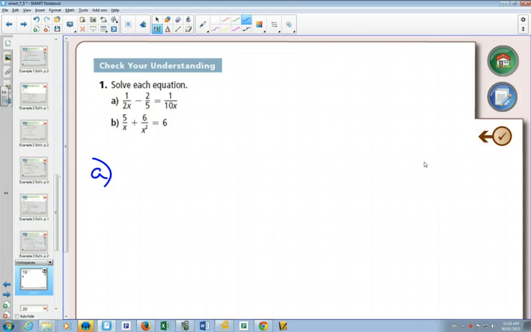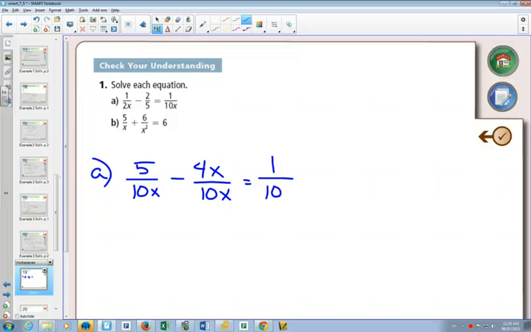So if I were to get a common denominator for each of these between 2x, 5, and 10x, what would my common denominator be? 10x. So my first fraction, I'd have to multiply top and bottom by 5. That would give me 5 over 10x. The second fraction, I would have to multiply top and bottom by 2x. That would give me 4x over 10x. And the last one is already over 10x.